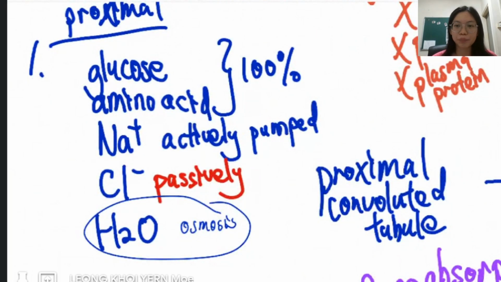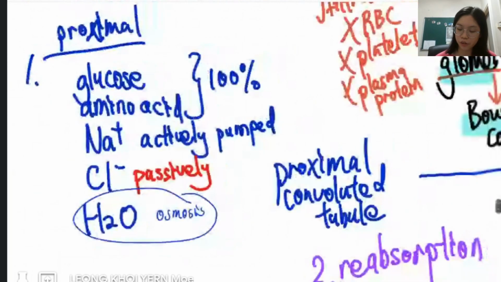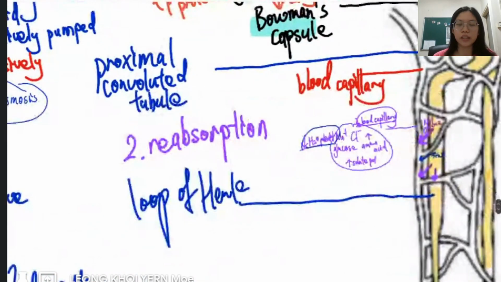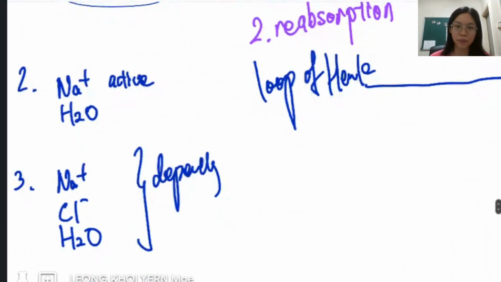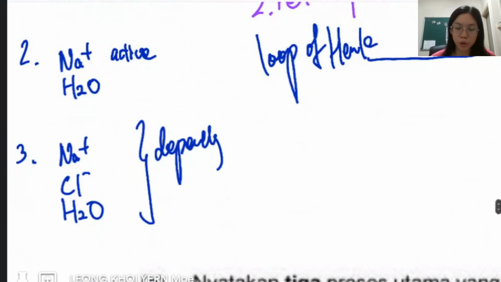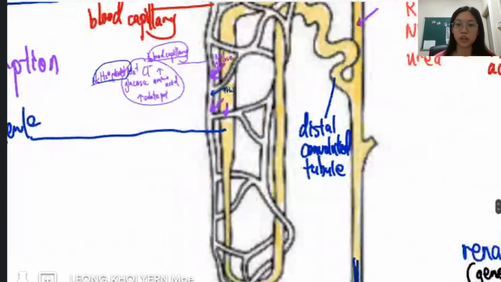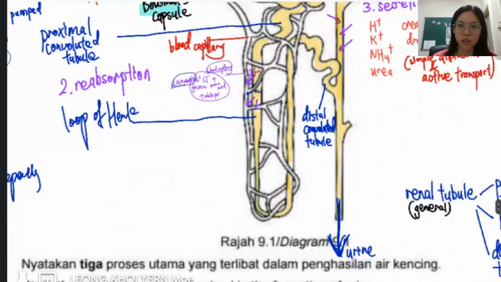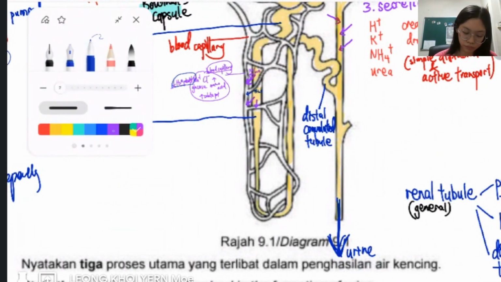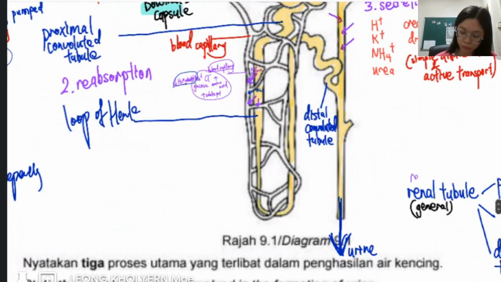Okay, followed by the loop of Henle, further reabsorption occurs. Sodium ions will get actively absorbed, and water really depends on the content, but basically most of the time it will be reabsorbed. After the loop of Henle, it goes to your distal convoluted tubule, where reabsorption also occurs. So reabsorption actually occurs along your renal tubule.